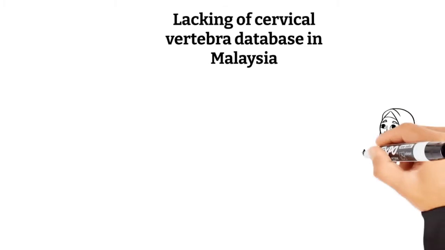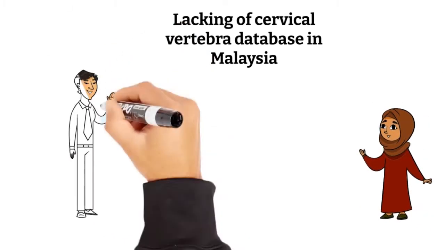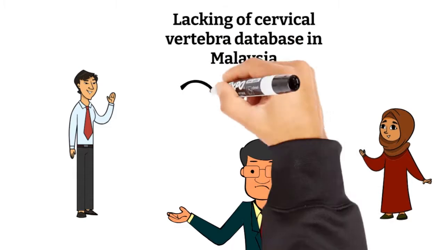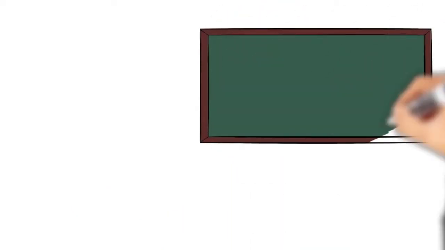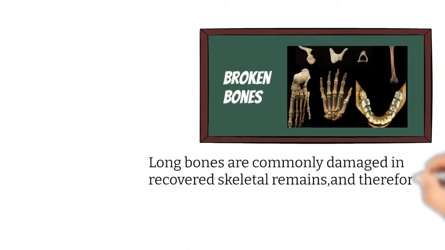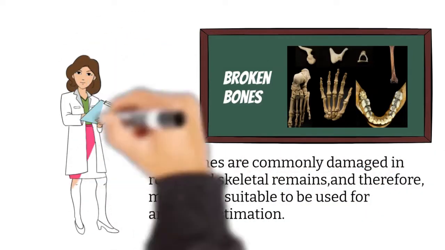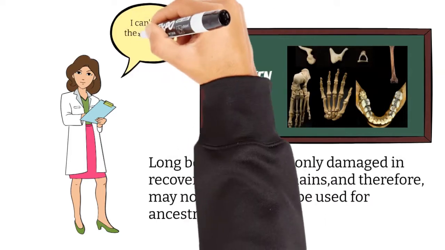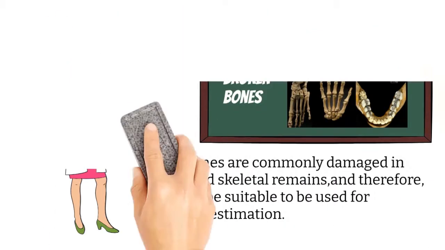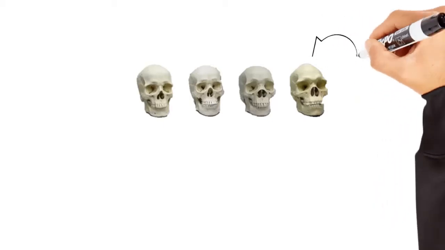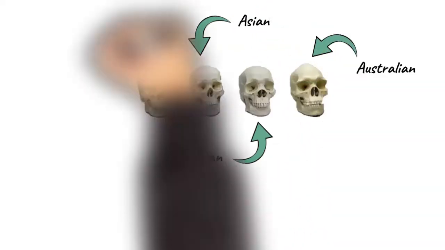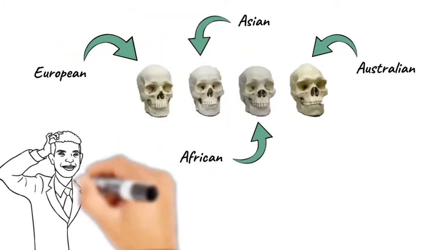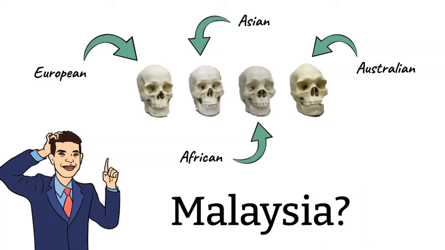Other bone structures such as skull and long bone databases are readily available. However, this is not true for cervical vertebrae. In addition, bones that are commonly used for identification are often damaged in recovered skeletal remains and may not be suitable for ancestry estimation. Furthermore, the available databases are not specific to the Malaysian population and cannot be used in generating a biological profile. This is especially true for the cervical bone.